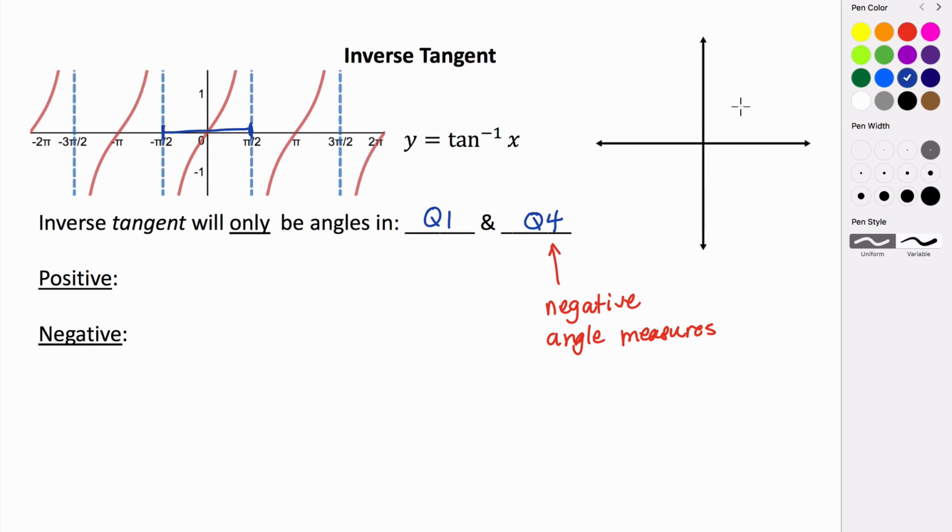So thinking about the tangent function, the tangent in quadrant 1 and in quadrant 4. In quadrant 1, the value of the tangent is positive, right? And in quadrant 4, the value of the tangent is negative. So when taking the inverse tangent, if the value that you're evaluating is positive, your result is going to be an angle measure in quadrant 1. And when taking the inverse tangent of a negative value, your result is going to be an angle in quadrant 4, again being a negative angle in that quadrant.